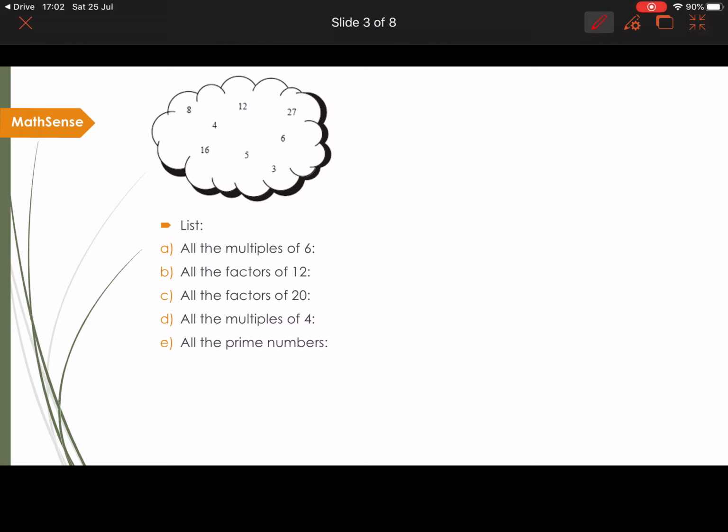Now I can see that 6 is a multiple of 6. So that's in this section here. I can also see that 12 is a multiple of 6. Now the next multiple of 6 is 18, but that's not inside the cloud. And 24, but that's not inside the cloud. And then the biggest number in the cloud is 27, so I know that for multiples of 6, I'm finished.